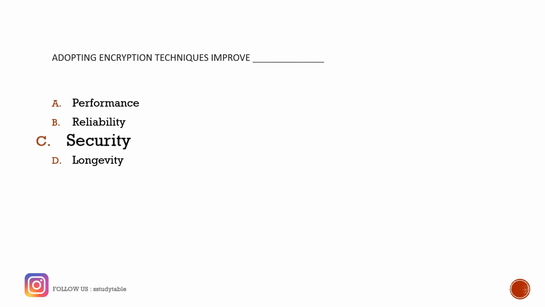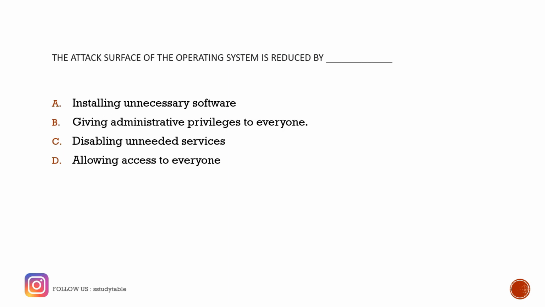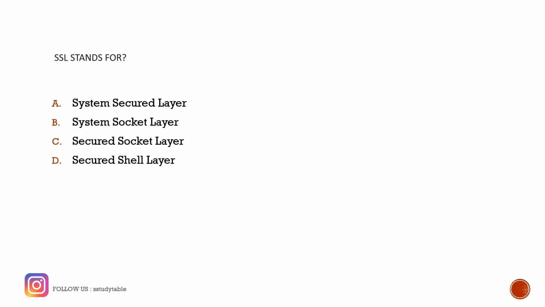Answer is security. Next, dash is a famous technological medium for the spread of malware. Answer is email. Next, the attack surface of the operating system is reduced by. Answer is disabling unneeded services. Next, SSL stands for. The answer is secured socket layer.